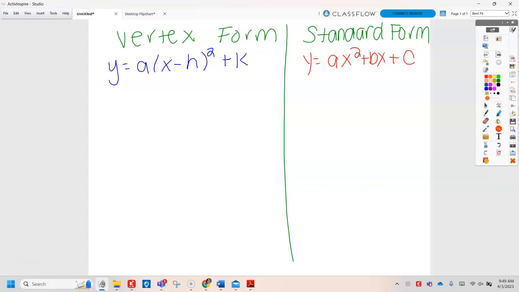You will have to know how to graph from both forms.